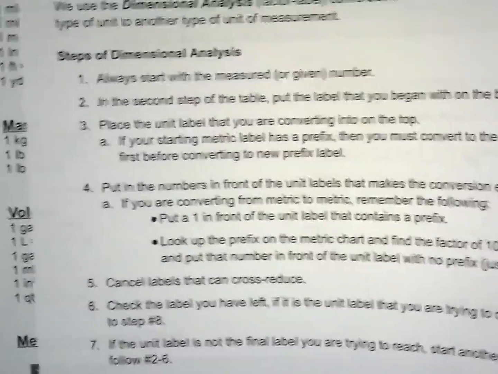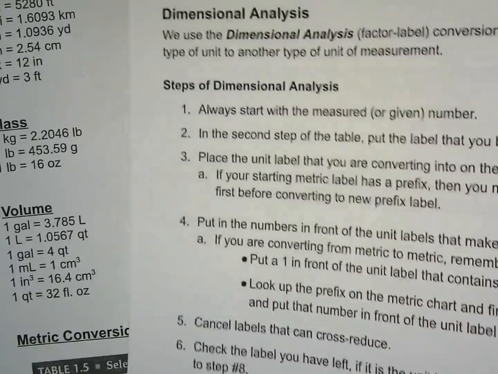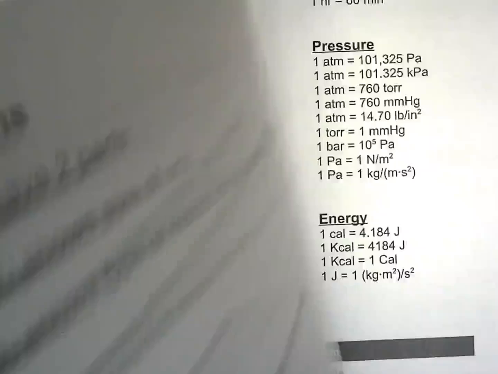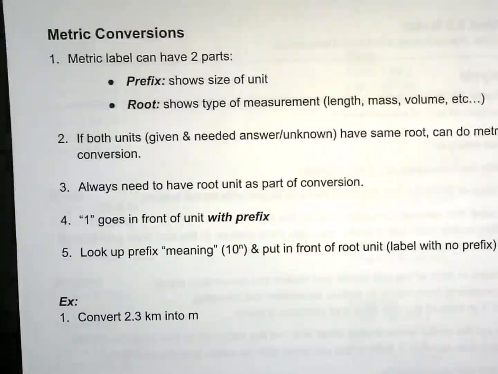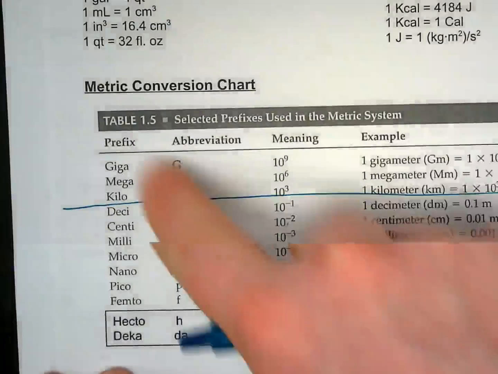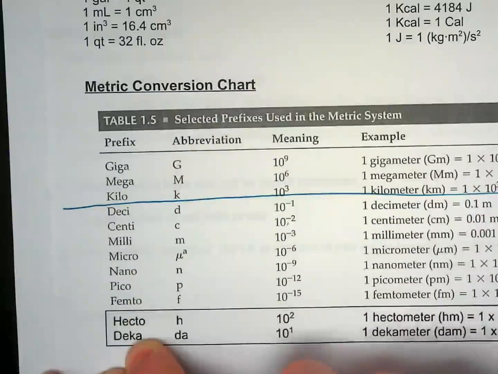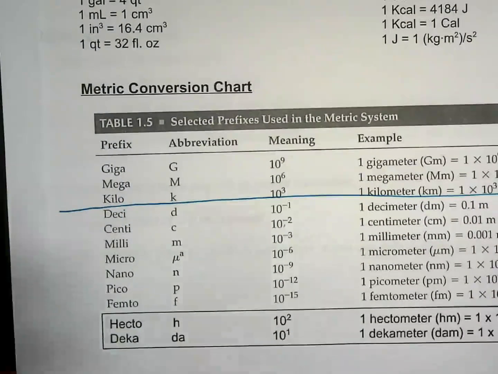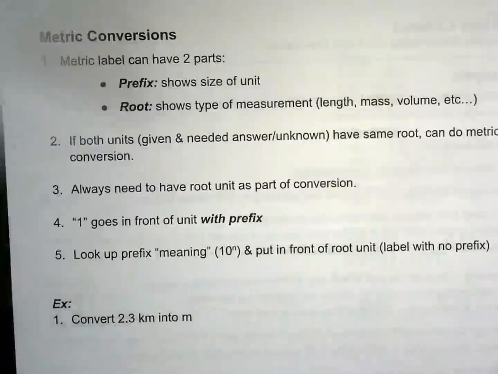So on the back side, there's just more information about metric prefixes and all that good stuff. So there are the answers for there. Let's just do a couple more here with these metric examples. So here's some info about those metric labels. Metric labels have 2 parts: the prefix and then the root. The prefix shows the size of the unit. Looking at your metric conversion, these are your metric prefixes. They're the ones that dictate the range that your units are in.